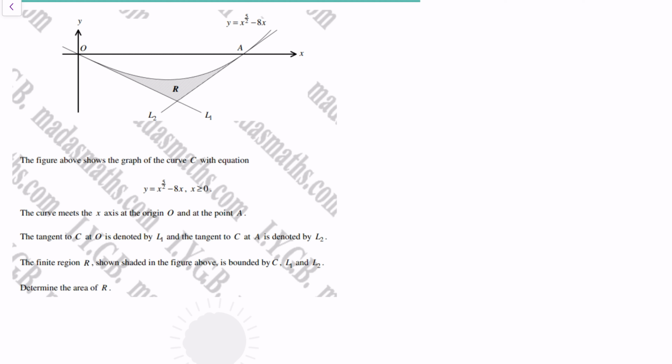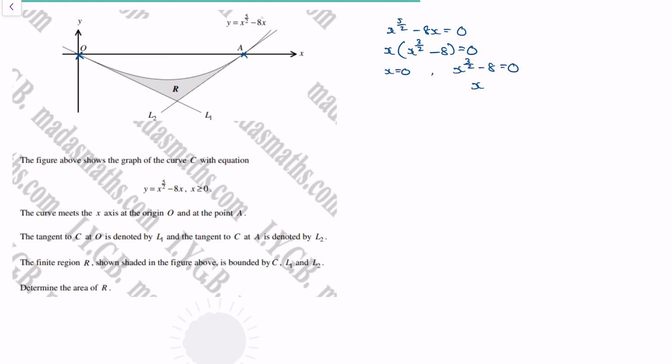Okay, so the first thing I need to do is find out. I know this is the origin, I need to find A. So in order to find A, I need to equate the equation to 0, because y is equal to 0 at that point. So x to the power of 5 over 2 minus 8x is equal to 0. Which means, if I factor out the x, x times (x to the power of 3 over 2 minus 8) equals 0. Which means x equals 0, which we know, this one. And we have x to the power of 3 over 2 minus 8 is equal to 0.